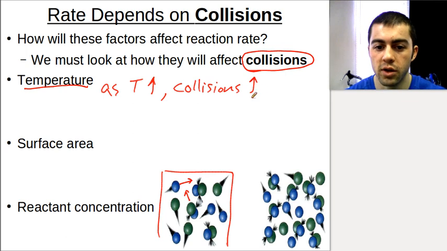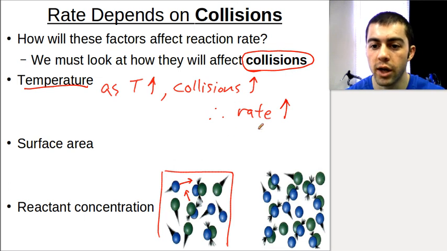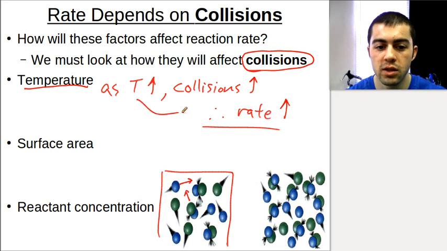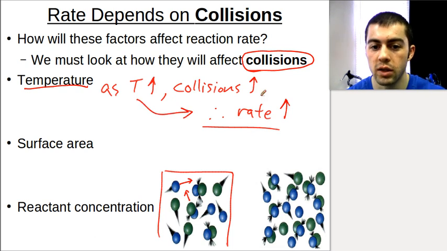So if the collisions are increasing, therefore the rate will be increasing as well, because if we have more, more frequent collisions, that's going to enable the reaction to go more effectively and faster, which is going to increase the rate. So as temperature increases, the rate will increase, because again it's all about the collisions, and because we're going to have more collisions, that will make the rate higher.